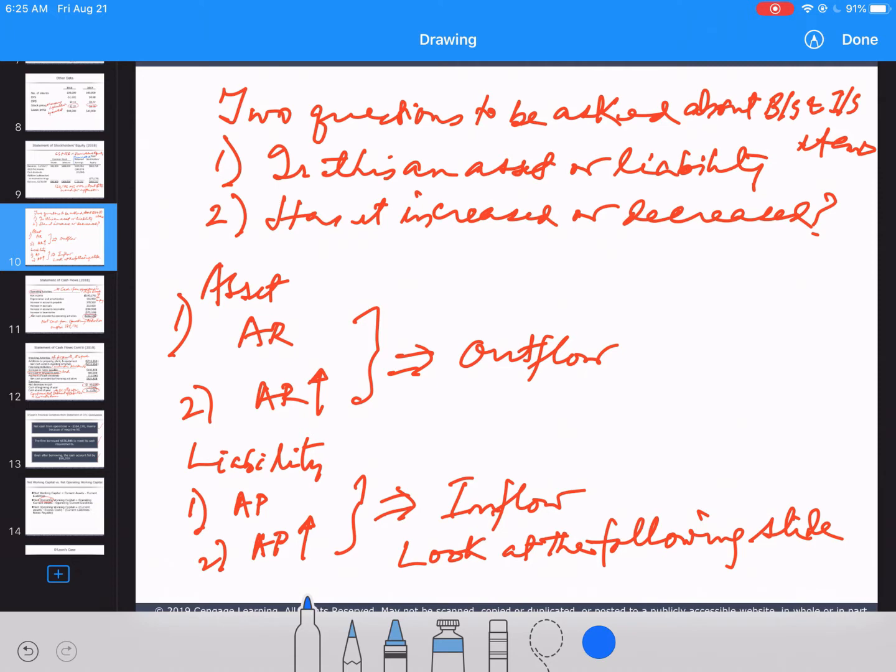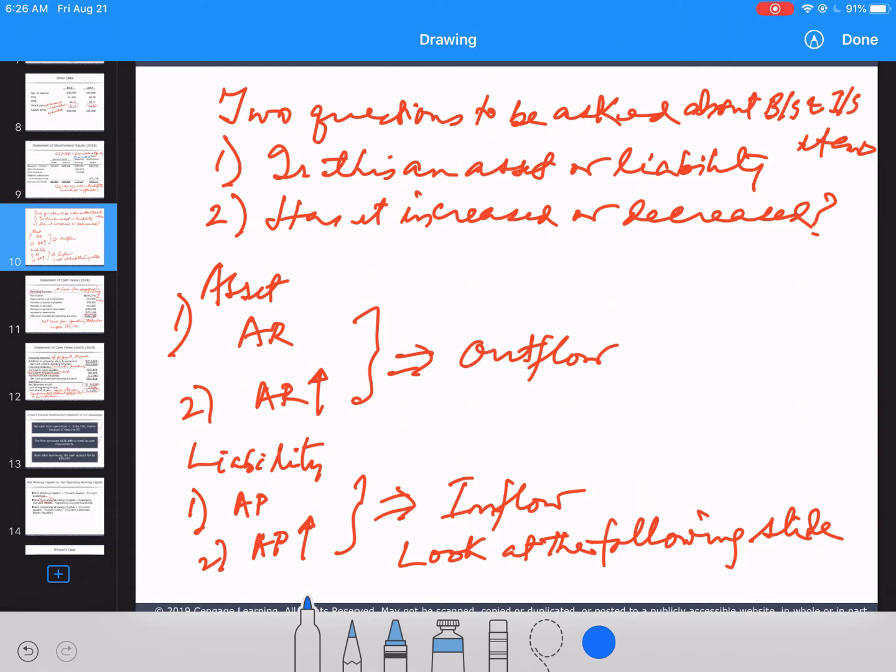So with that, we just say that whenever you are looking at the balance sheet and income statement, you identify them as something that generates the inflow or generates the outflow. To do that, you have to identify each one of them as an operating item, investment item, or financing item. So you ask two questions: Is this an asset or liability? And then if it is an asset, has it increased or decreased?